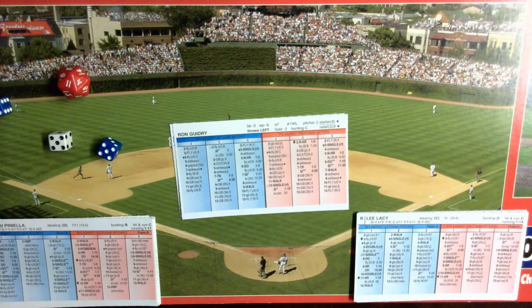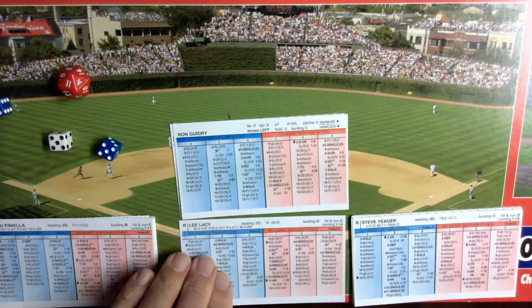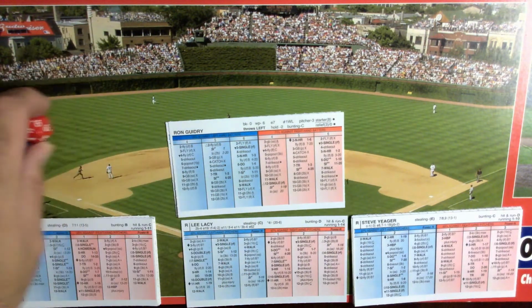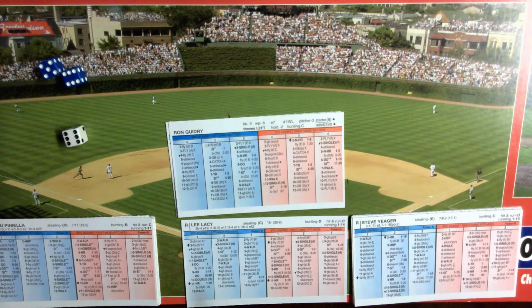Alright, so bottom of the 5th, we have the last 3 batters of the Dodgers order: Lee Lacy, Steve Yeager, and the pitcher Doug Rau. Pitch to Lacy, that's a 6 and 11. Against a right-handed batter is a ground ball, shortstop A. So that's a ground out 6-3 for the first out of the inning.